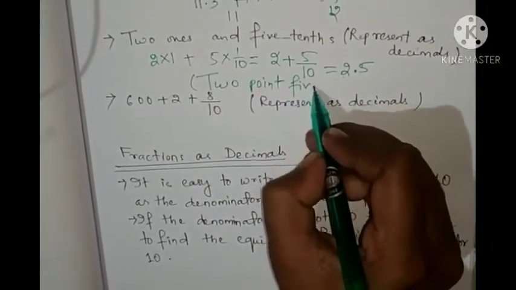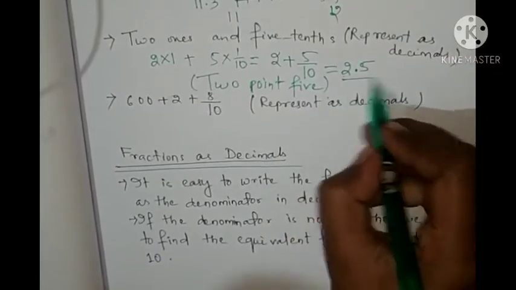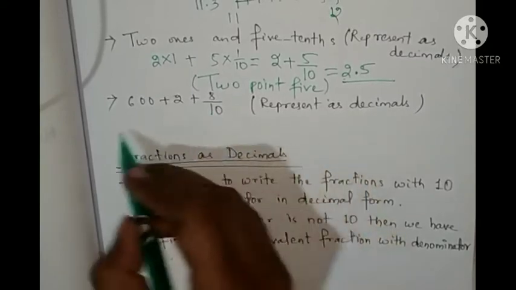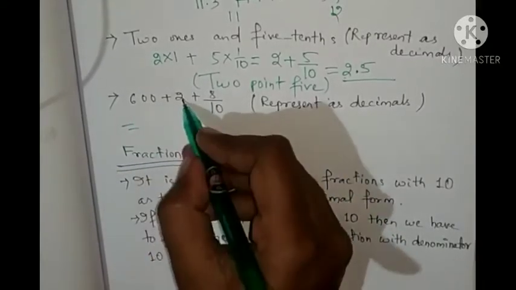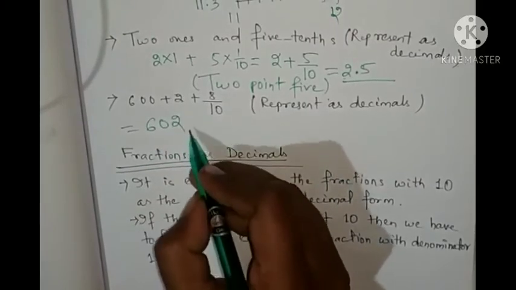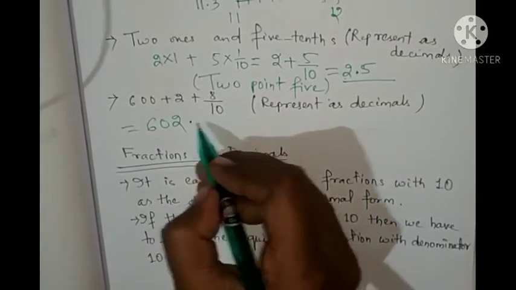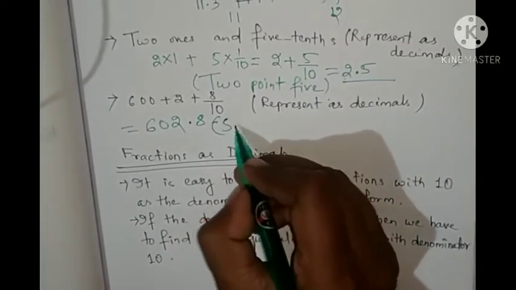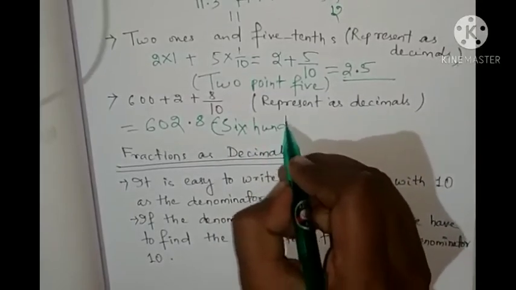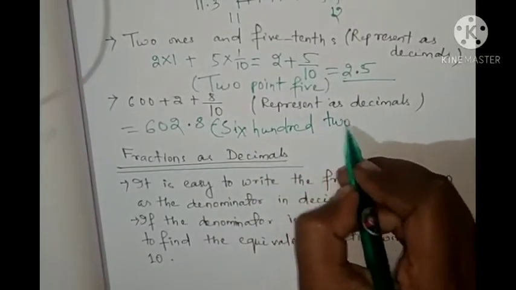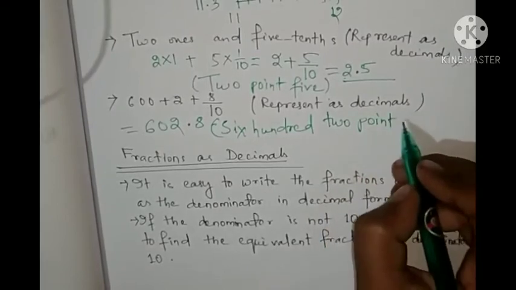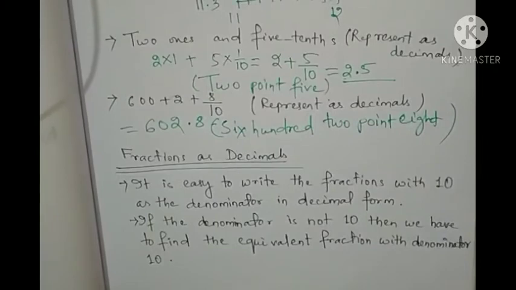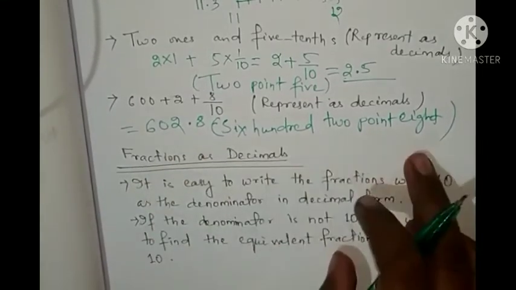2.5. Okay. This is in word and this is in number. Next, 600 plus 2 plus 8 by 10. Easily you can write 600 plus 2. What is it? 602. And 8 by 10 means 0.8. So what you can read? 602.8. Okay, so these are some examples.